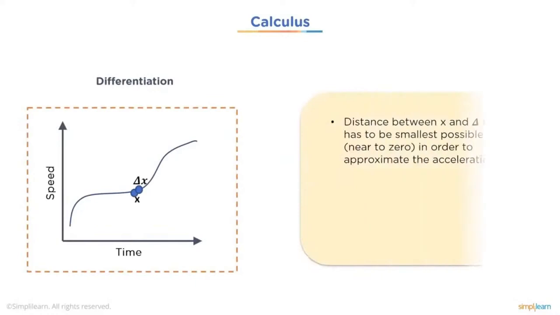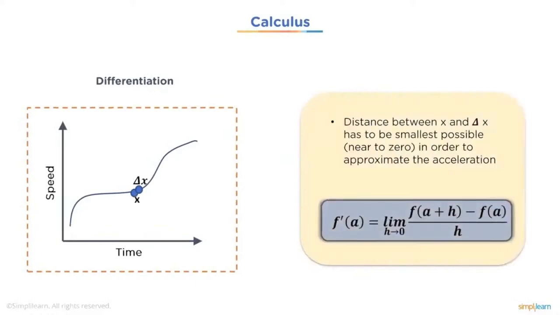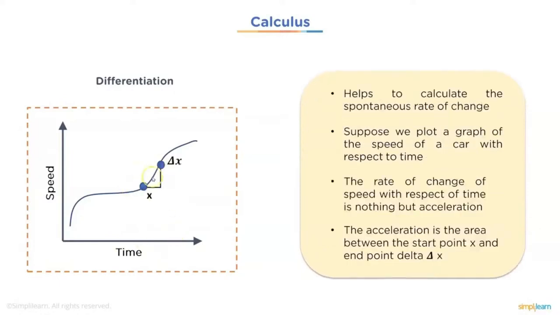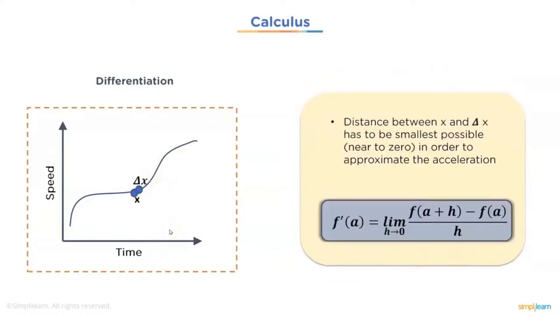So when we talk about the distance between x and delta x, it has to be the smallest possible, near to zero, in order to approximate the acceleration. So the idea is that, if you ever took a basic calculus class, they would draw bars down here, and you would divide this area up. Let's go back up a screen. You divide this area of this time period up into maybe 10 sections, and you could calculate the acceleration between each one of those 10 sections. And then we just keep making that space smaller and smaller until delta x is almost infinitesimally small.